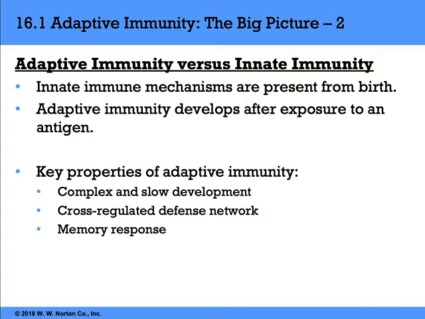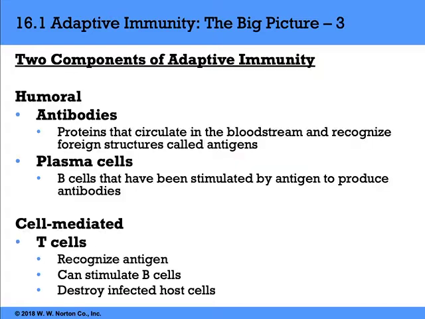In adaptive immunity, we have slow development, we have cross-regulated defense, and we have memory, right? Once we tackle a particular strain of a pathogen with our adaptive immunity, we generate memory cells that stay with us our whole life, and then the next time we encounter that exact same strain of pathogen, we don't get sick because we have this standing army ready to jump the pathogen before it gets a chance to produce damage.